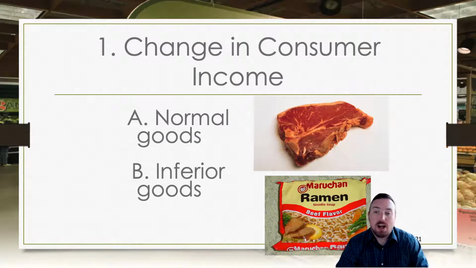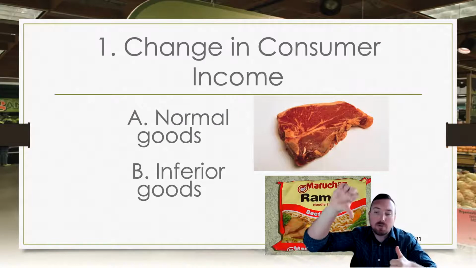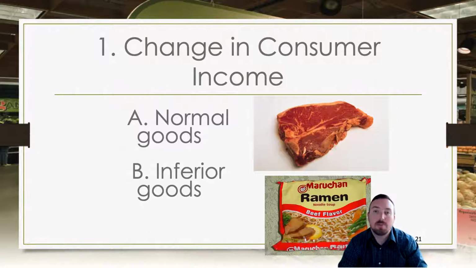Inferior goods are just the opposite. So some examples, think about ramen noodles. Maybe ramen noodles, bologna are good examples of inferior goods. As you earn more money, typically you buy less of those goods, right? As you earn less money, you buy more of those goods. So income goes up, your demand for inferior goods is going to go down, okay? There's a kind of an inverse relationship there.